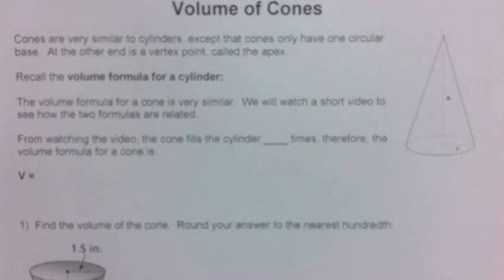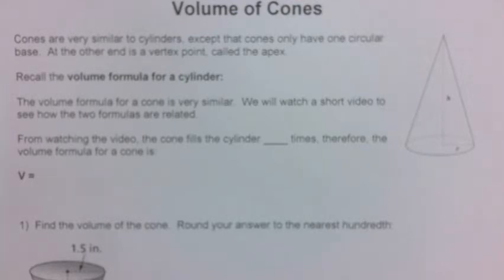Today we're going to investigate the volume of cones and spheres, and we'll start off by looking at the volume of cones. Cones are very similar to cylinders, except that cones only have one circular base. At the other end of the base is the vertex point, which again we call the apex.